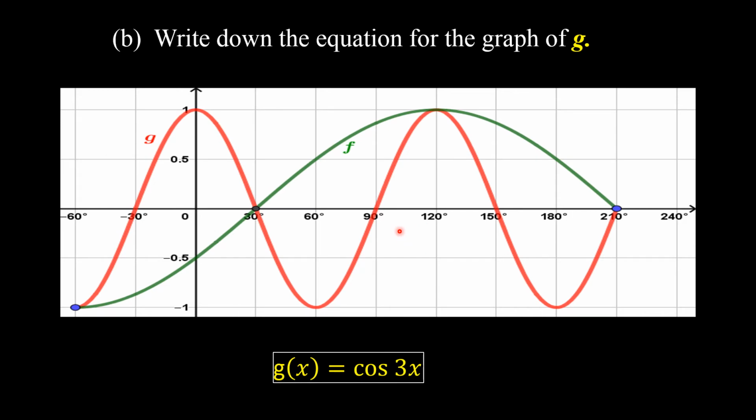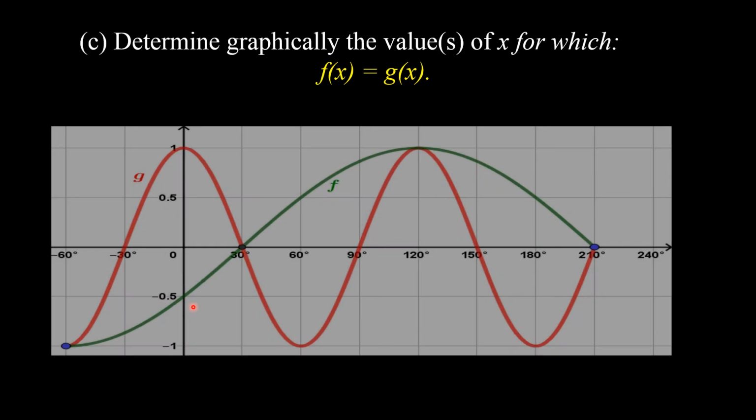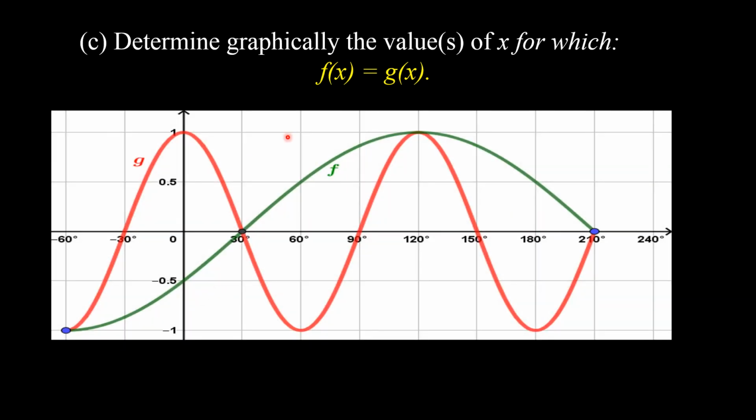So we are learning how to read the graph and answer the indirect question. Usually we are given the equation and draw the graph, but here it is the other way. Now look at the next question. f of x equal to g of x. Determine graphically the value or values of x, maybe one value or many values, where f of x equals g of x.